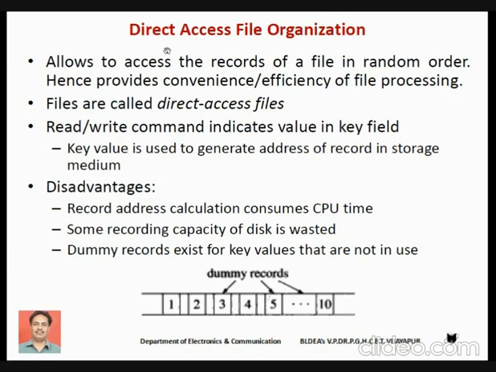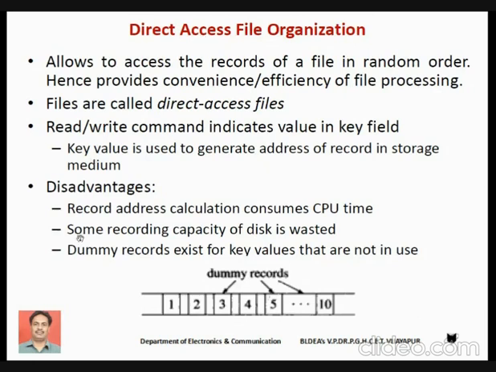Again, if you consider direct access file organization, there are some limitations or disadvantages. One of the main disadvantages is that calculating the record address consumes some CPU time. As I told, to find that particular record, it performs some calculation based on the key value. So to compute that address, certainly the CPU requires some time. This is one of the limitations we have in the case of direct access files.